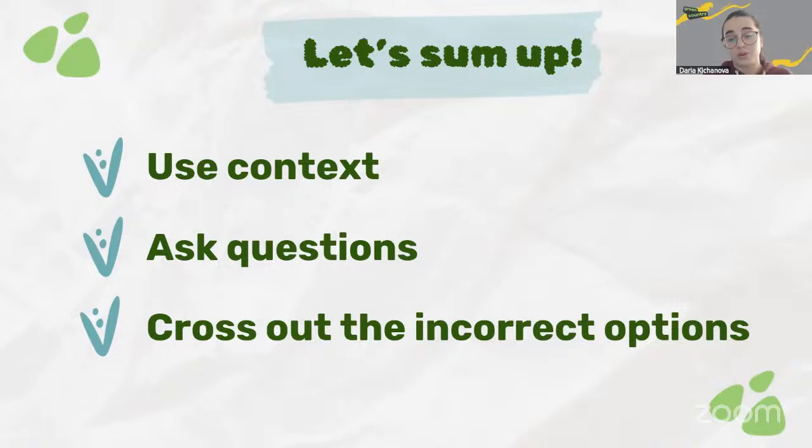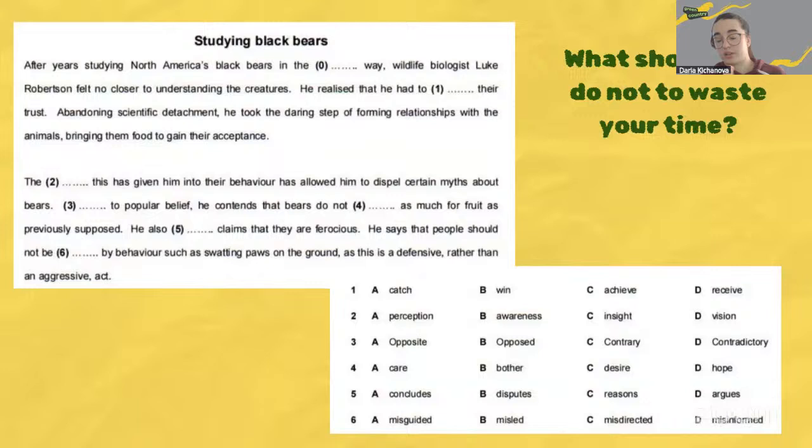And the last thing that we talked about is crossing out the incorrect options, but with explanations why we chose this or that option. So when we are talking about it, I want us to take a look at this task, and let's discuss what we should do not to waste our time. As you can see here, we have got 6 questions. We have got 4 variants for each question, so it is similar to an empty task.